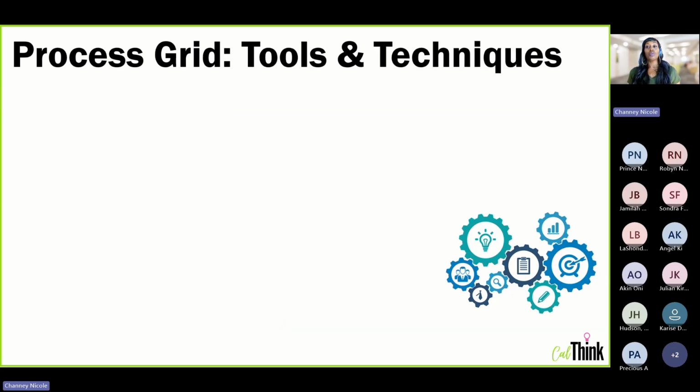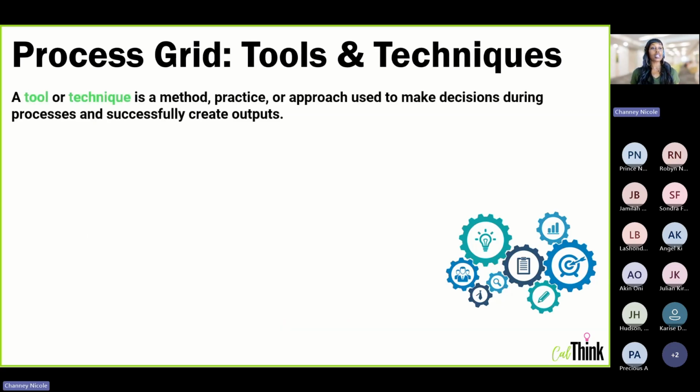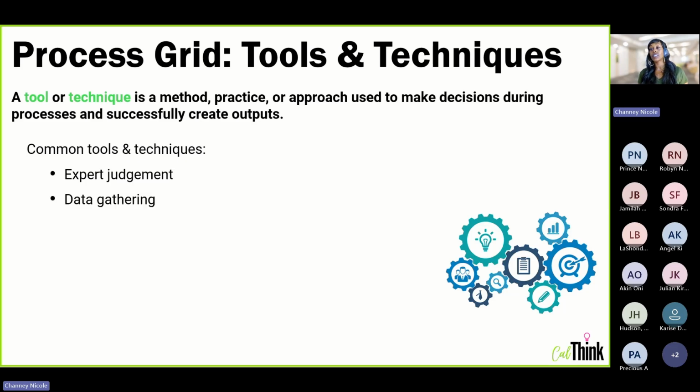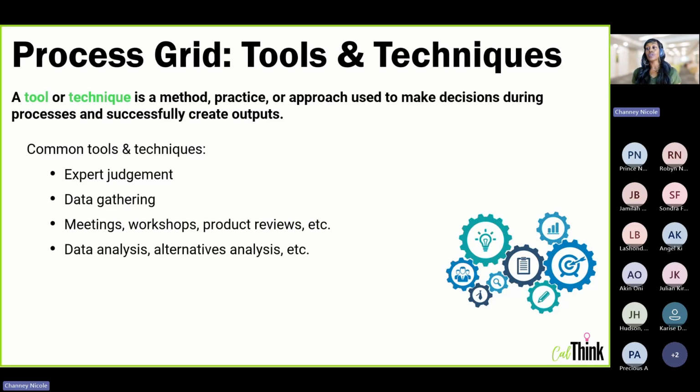All right, let's switch over to tools and techniques. A tool or a technique is a method, an approach, a practice that's used to complete a process or make decisions while we're executing that process, and it leads us to creating a successful output. The most common tools and techniques are things like expert judgment, right? Knowing how to decipher through different decisions and scenarios, data gathering, meetings, focus groups, one-on-ones, workshops, different types of analyses.